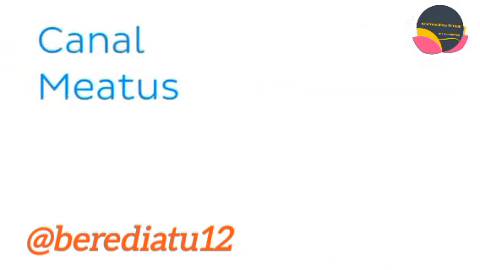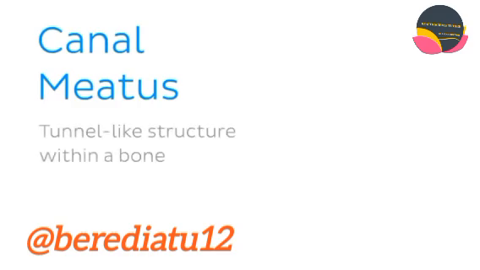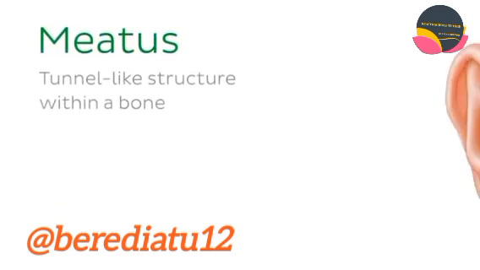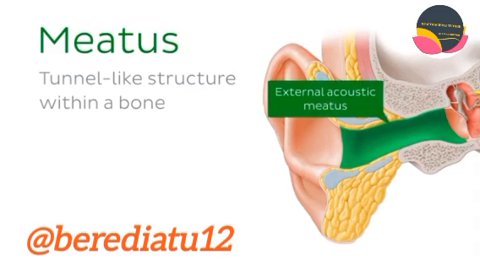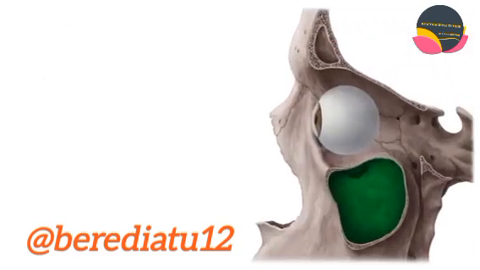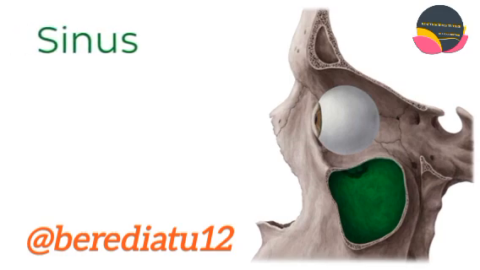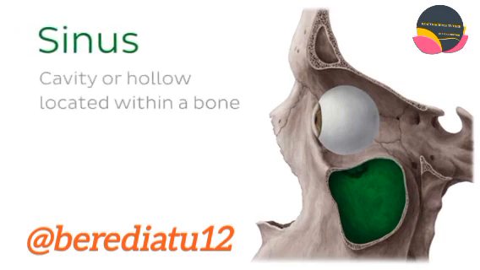Similar to a foramen is a canal or meatus, both of which describe a tunnel-like structure within a bone. For example, the external acoustic meatus, which connects the middle and outer ear. And finally, one last term which you can't actually see from the surface of a bone. I'm talking about a sinus, which is a cavity or hollow located within a bone itself. For example, the maxillary sinus.